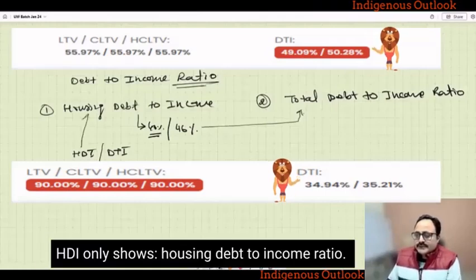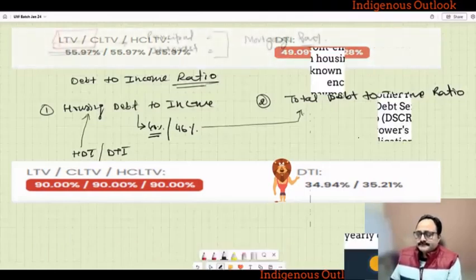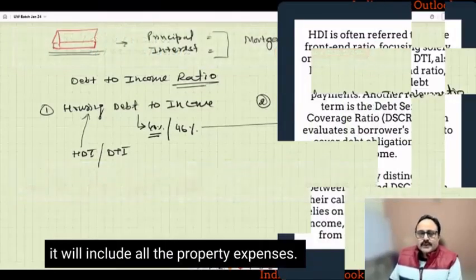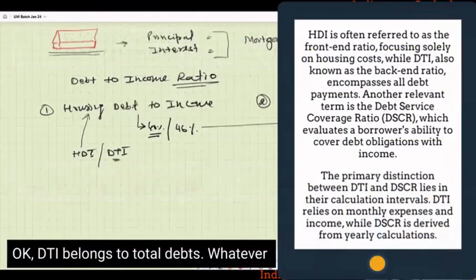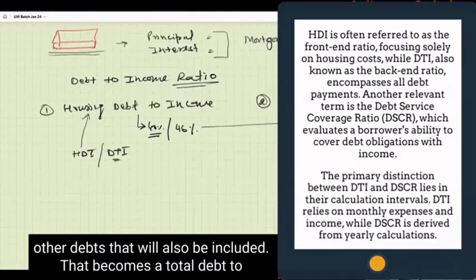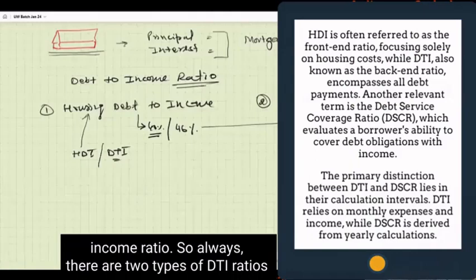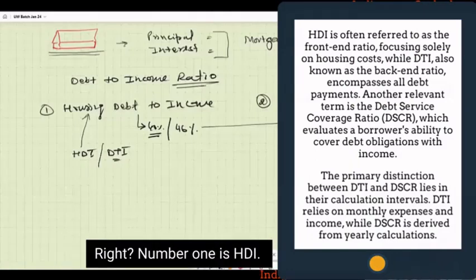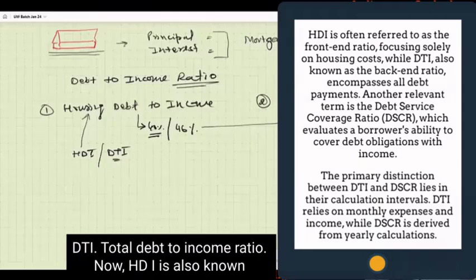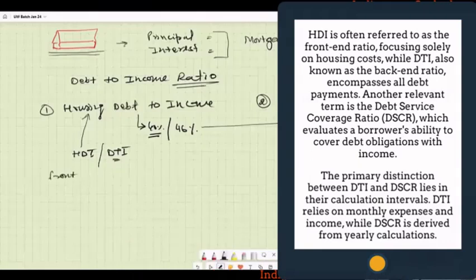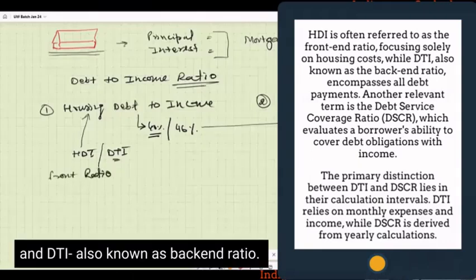HDI only shows the housing debt to income ratio. That means it will include all the property expenses. DTI belongs to total debt, so whatever other debts there are will also be included. That becomes the total debt to income ratio. So there are always two types of ratios. Number one is HDI, housing debt to income, and the other is DTI, total debt to income ratio. Now HDI is also known as the front ratio, and DTI is also known as the back end ratio.